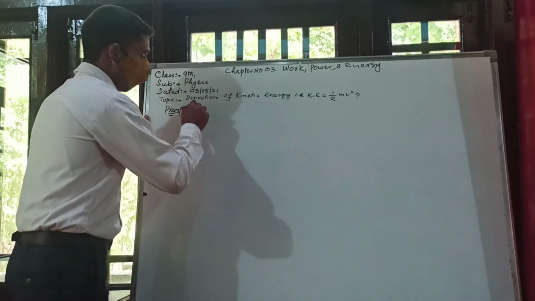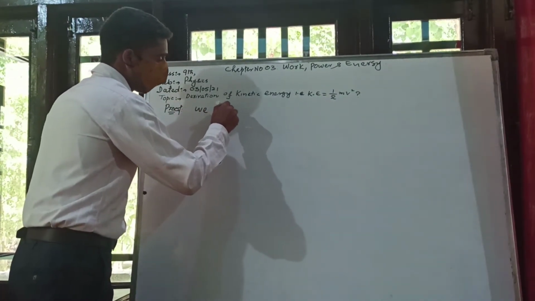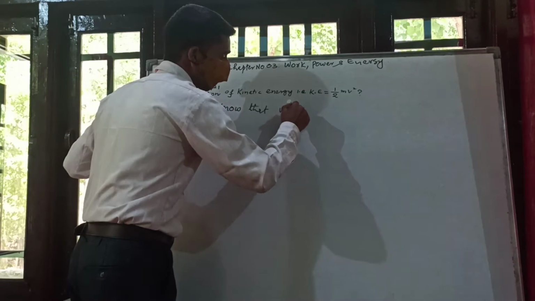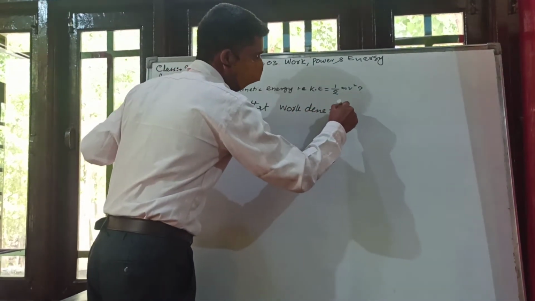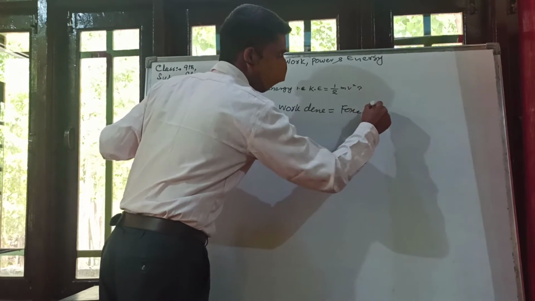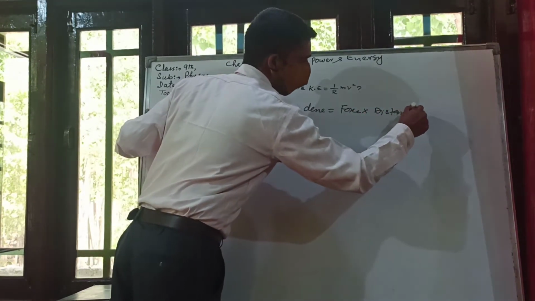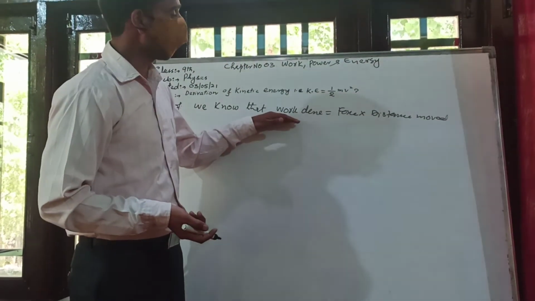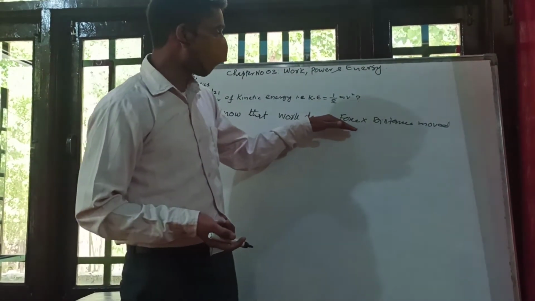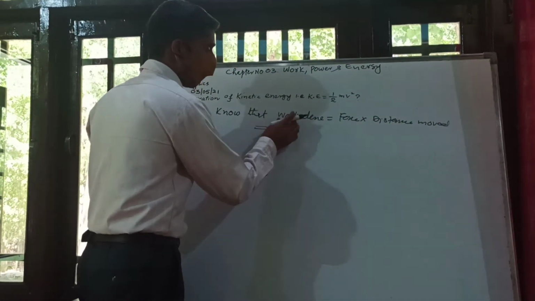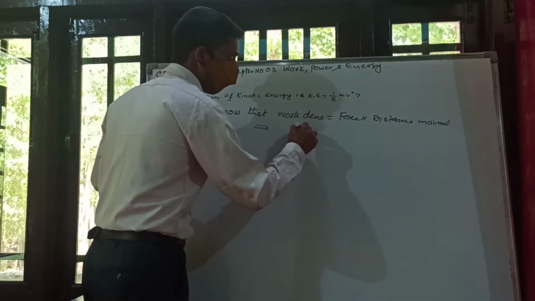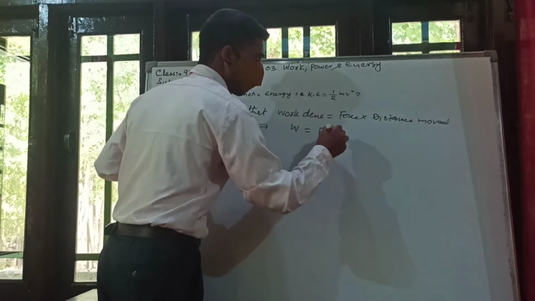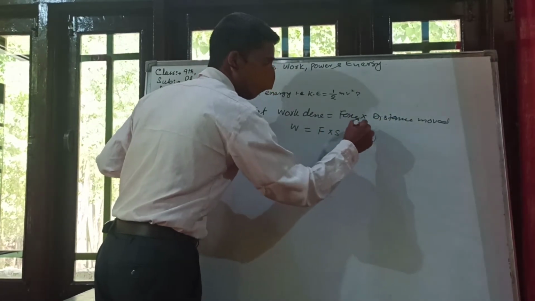So let me start. As we know that work done is equal to force into distance moved. This is the formula which we discussed in a previous lecture. I may write here, instead of work done, its symbol W, force is F, into distance moved, denoted by S. So we will name it equation first.